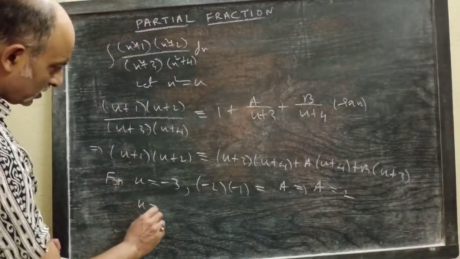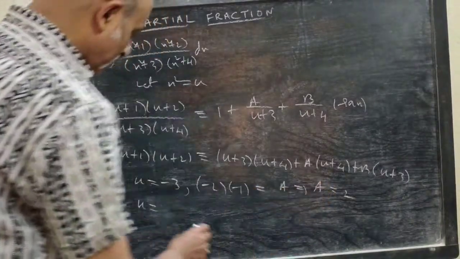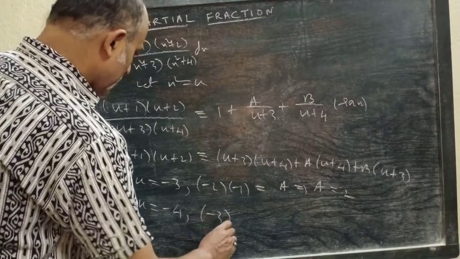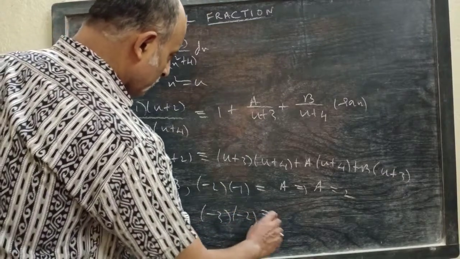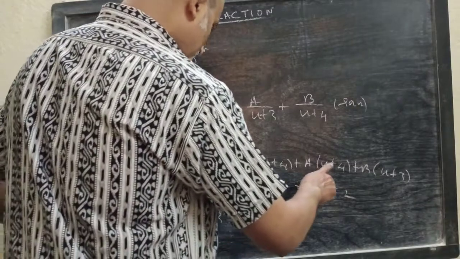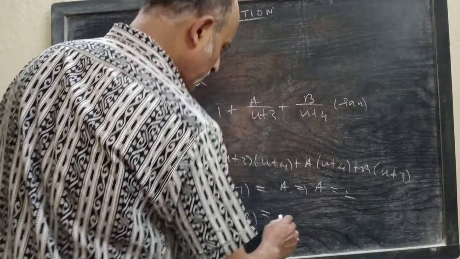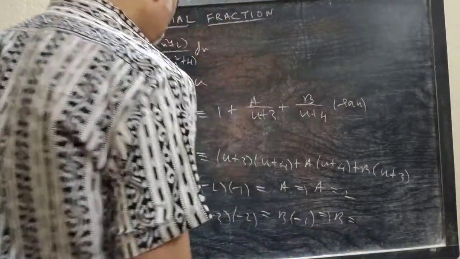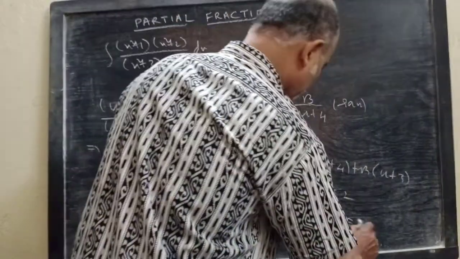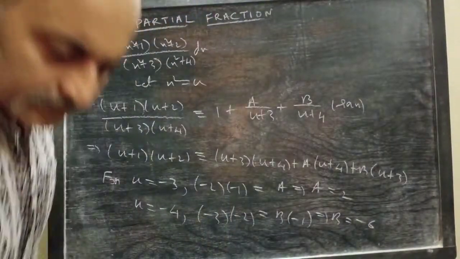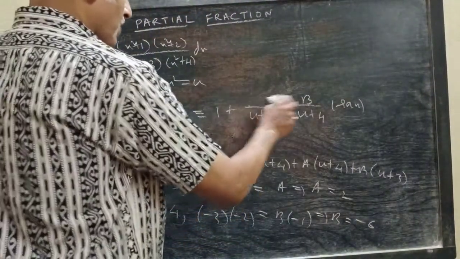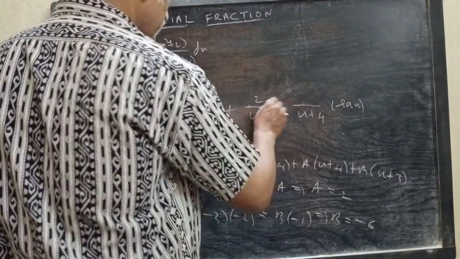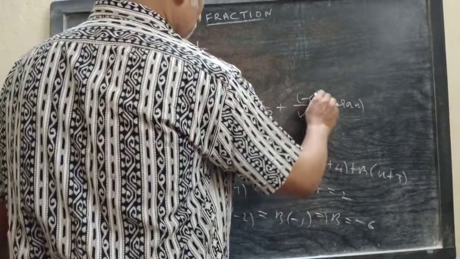Next, you have to vanish this, so take u equals to minus 4. Minus 4 plus 1 is minus 3, minus 4 plus 2 is minus 2, this vanishes, this is 0, this is b into minus 1. So your b becomes minus 6. A is 2 and b is minus 6.